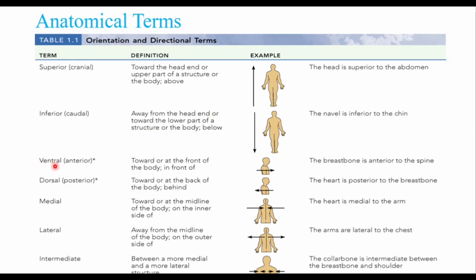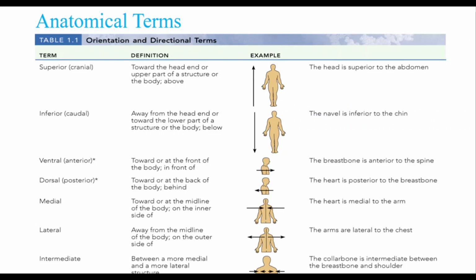The next one is ventral. Ventral means in front of. So the breastbone is anterior, or the breastbone is ventral, or the breastbone is in front of the spine because it's in front of it, while dorsal is the opposite, behind. While medial is towards the midline, lateral is away from the midline. Intermediate is between a more medial and a more lateral structure. Intermediate is basically in the middle of.